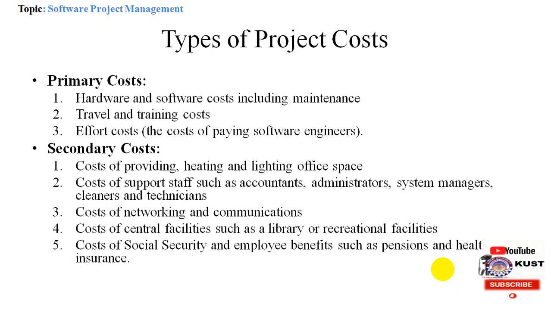Now, project costings. There are different types of project costs. There are two major costs: primary cost and secondary cost. Primary costs are those which are the major costs. Primary cost includes the hardware and software cost, including their maintenance. Hardware and software are very expensive, as you know nowadays.